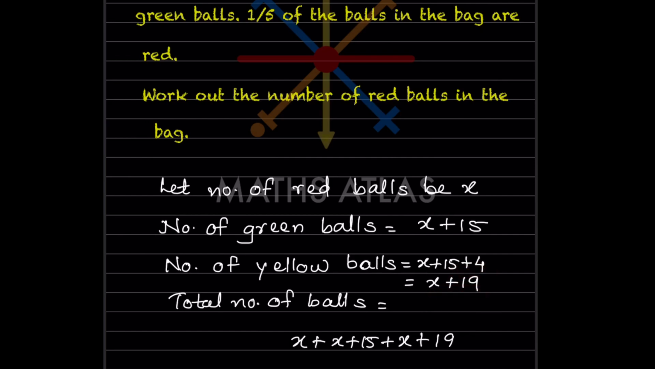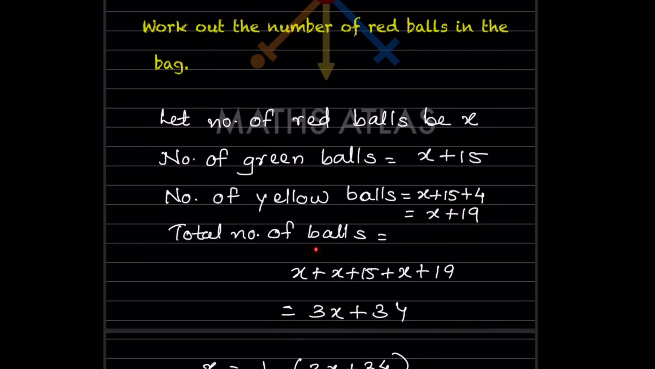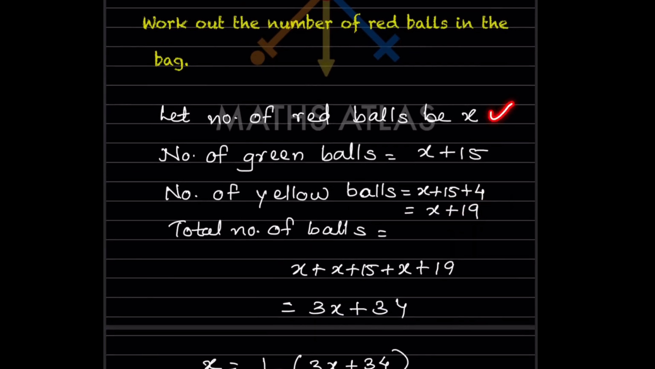Now the first thing we will do is see the total number of balls. So you are going to add all 3: x plus 15 plus x plus 19. Now we'll see how many x are here. That is 3x. And here this is going to be 34. So that will be 3x plus 34. This is the total number.